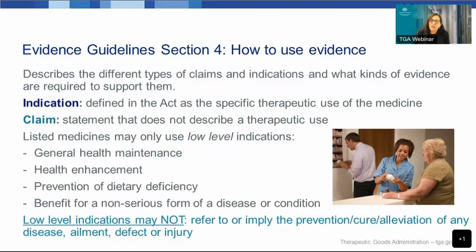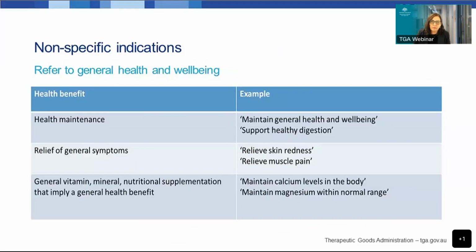We classify indications into different types based on the evidence that is used to demonstrate efficacy. Scientific indications are based on scientific evidence, and traditional indications are based on evidence of traditional use. Scientific indications are further categorized into specific or non-specific indications. This classification system is a means to determine when it is acceptable for sponsors to hold a lower level of evidence. While we recognise all permitted indications are low level, there are some that go beyond general health maintenance, and we would expect a slightly higher level of evidence to support them.